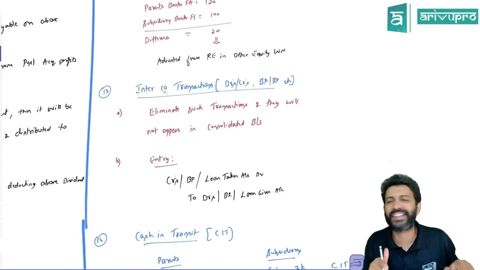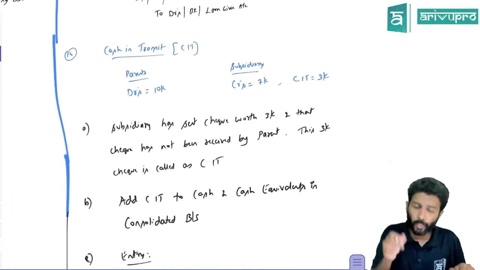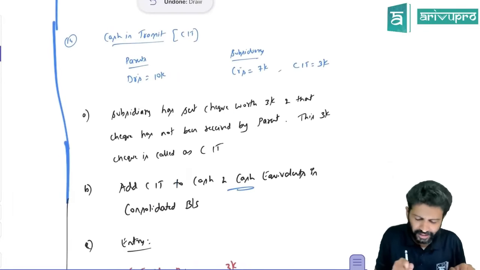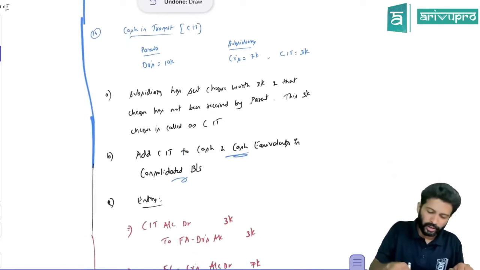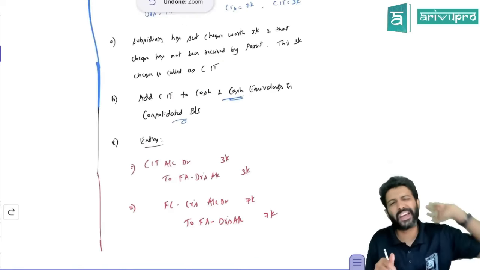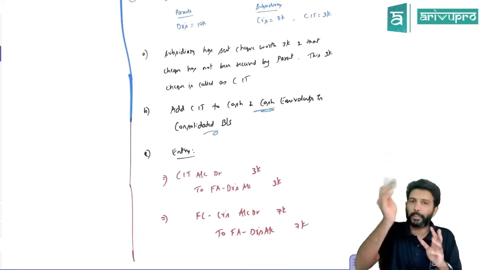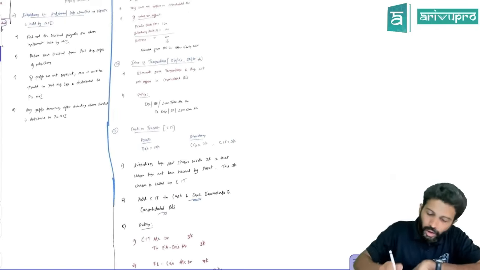If there is any cash in transit item, suppose the parent has given the money to the subsidiary company, which has not yet received it because it's still on the highway. Even the cash in transit item should be recorded in consolidated financial statements. It is simply added to the cash and cash equivalent balance. I proved it to you with numbers in the regular class, so I'll not go too much into that now. Simply add that cash in transit to cash and cash equivalent balance and then prepare consolidated financial statements.